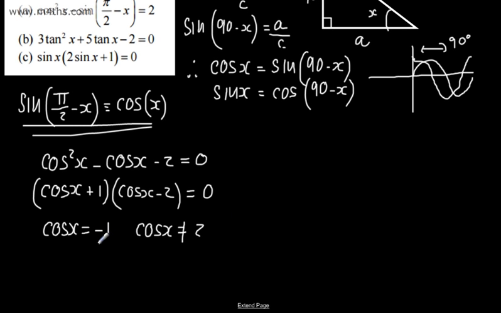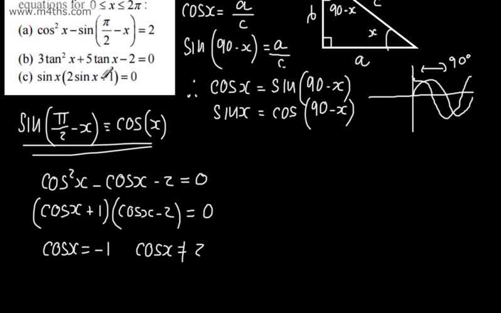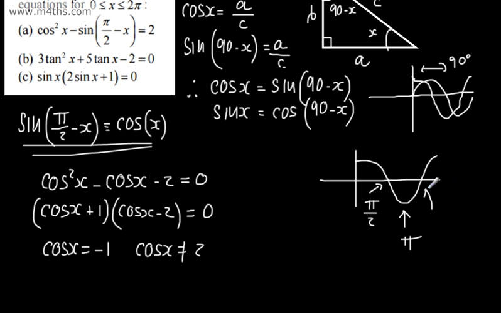So all we need to do is solve this equation that cos x is equal to negative 1, and we're interested in this between 0 and 2 pi. If I drew the cosine curve between 0 and 2 pi, it comes round like so here. This one is going to be pi by 2, 90 degrees. This one just here is going to be pi, 180 degrees. This is going to be 3 pi by 2, and this is going to be 2 pi.